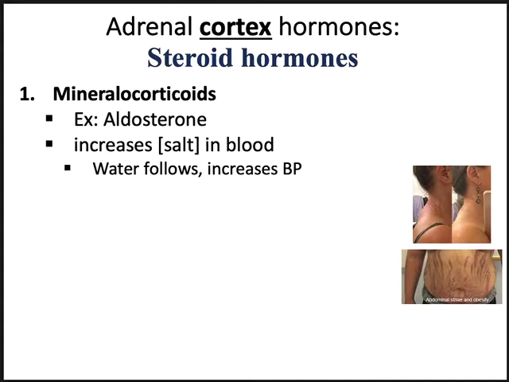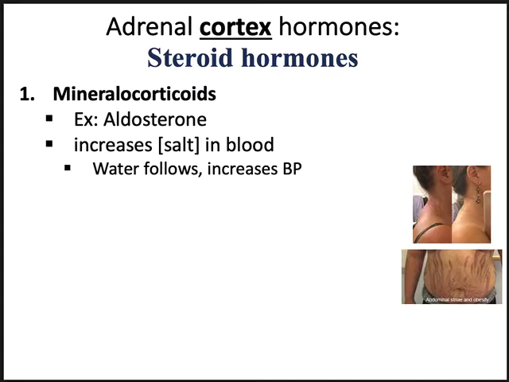And when it reabsorbs salt, water will follow it because of osmosis, okay? So then you increase the amount of water in the blood, and that increases your blood pressure, okay? So remember, water always follows salt. And that's as much as we need to talk about aldosterone for now, okay? Aldosterone increases the concentration of salt in the blood by signaling the kidney to reabsorb salt. Water will follow, and that will increase your blood pressure.